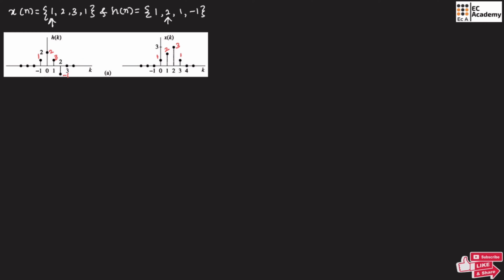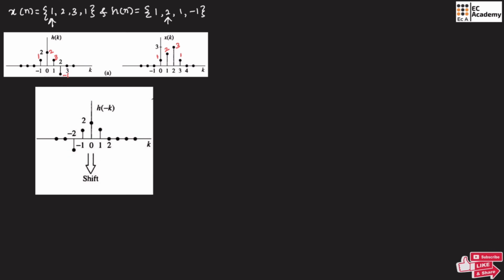For this, we need to perform different operations. Before performing the convolution sum, let us perform the folding operation on h of k to obtain h of minus k. The folding operation means the value which is available at -1 will be available at 1. The value at 0 will remain as it is. The value at n equal to 1 will move to n equal to -1. The value at n equal to 2 will move to n equal to -2. So after performing the operation, we will get this sequence which is h of minus k.